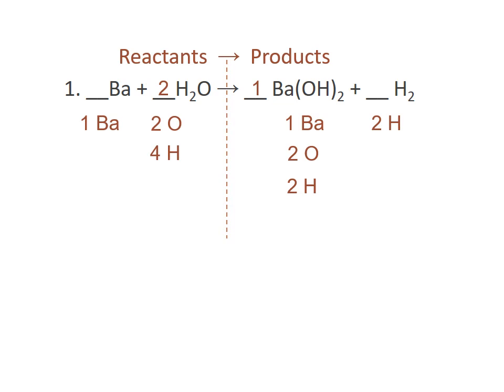Now, I can balance out those hydrogens. Currently, I have 4 on the reactant side. I have 2 on the product side. So that means I need 2 more on the product side. That will give me 4 H's, that's 4H, on both sides. So to get 2 hydrogens out of a hydrogen molecule, I will have to place a 1 in that blank space. Now my equation is balanced: 1 barium on either side, 2 oxygens on either side, 4 hydrogens on either side.